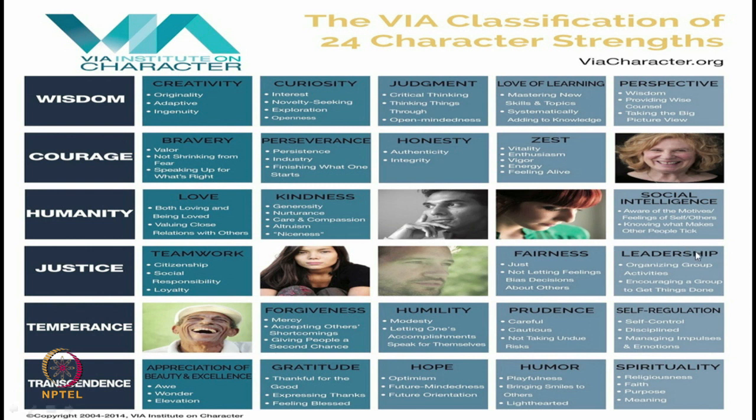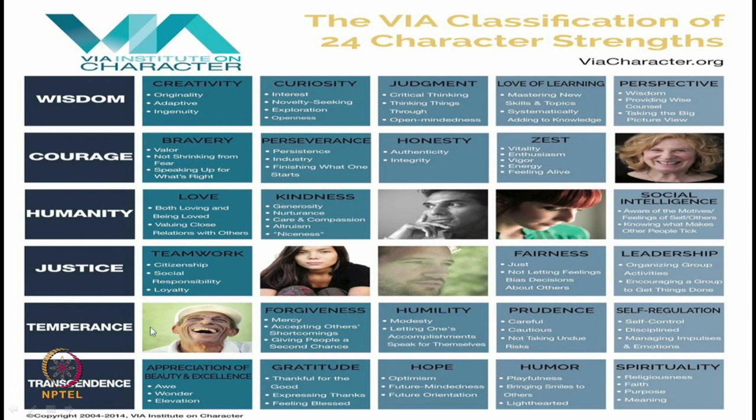Social intelligence is being aware of the motives and feelings of others and knowing what makes other people tick. On the other hand, for justice, teamwork is one character strength. It means citizenship, social responsibility, loyalty. Fairness: not letting feelings bias decisions about others. Leadership: organizing group activities, encouraging a group to get things done.